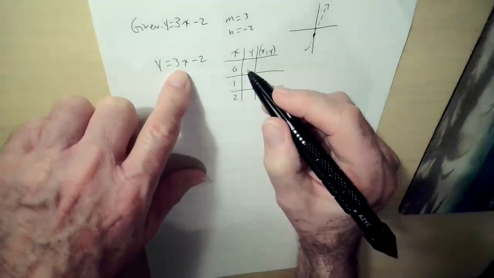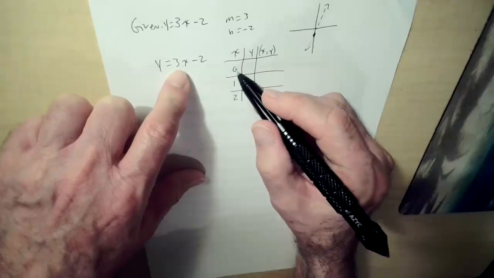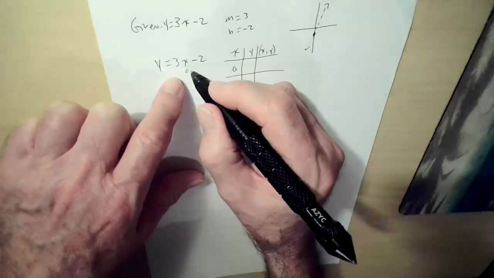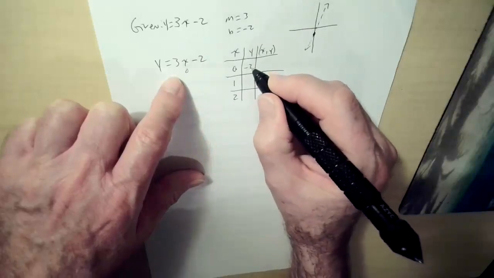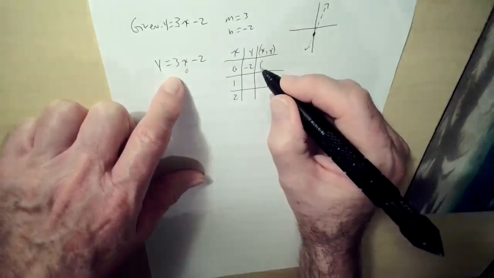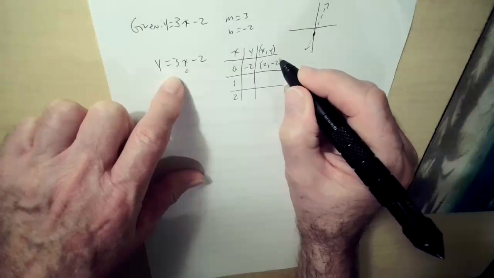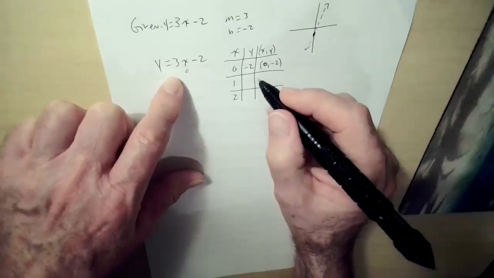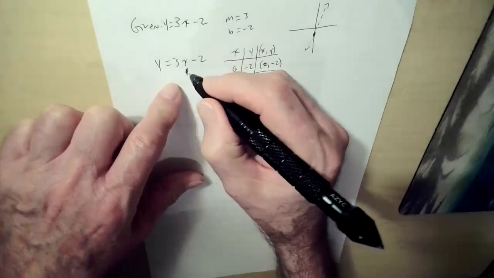Now when x is 0, what are you going to have? The y-intercept. When x is 0, you're going to end up with the y-intercept. So 3 times 0 is 0. So we have 0 comma negative 2.